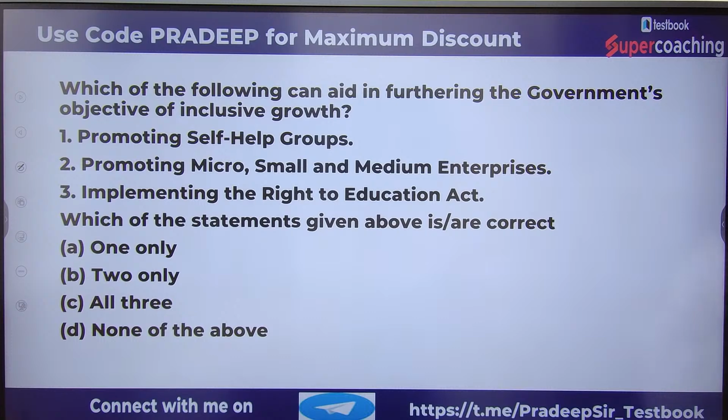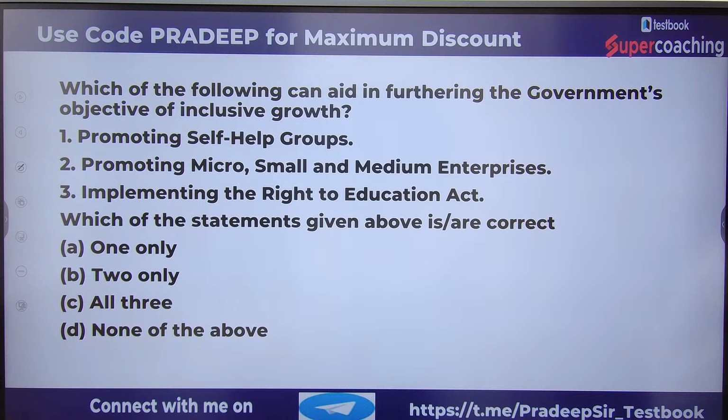Which of the following can aid in furthering the government's objective of inclusive growth? The very first statement is promoting self-help groups. Second statement is promoting micro, small and medium enterprises. Third statement is implementing the Right to Education Act. Which of the statements given above is or are correct?